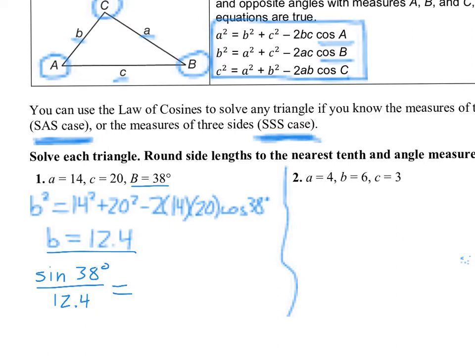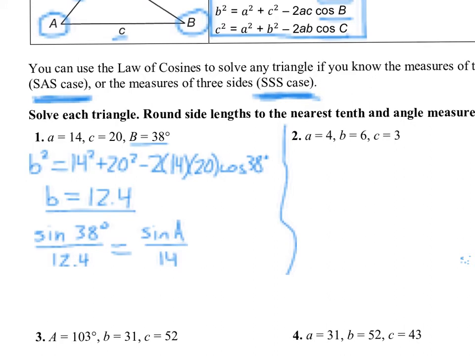Alright, so again, don't use law of sines to find the biggest angle. We know the biggest angle has to be across from the longest side, and right now the longest side is C, which is 20. So we're going to use law of sines to find angle A instead. So again, sometimes the law of sines gets the biggest angle wrong, so you shouldn't use law of sines for the biggest angle. Okay, cross multiply and divide by 12.4.